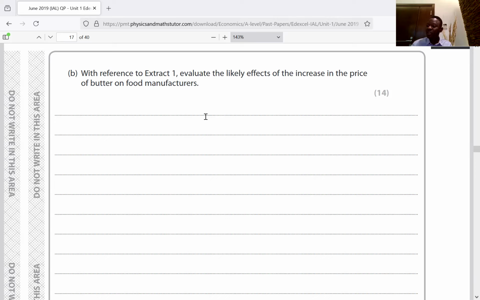Food manufacturers may seek alternatives to butter for reduction in their cost of production. So they might seek an alternative like margarine. Do you understand the point there? Any question about that? So that ends that question.